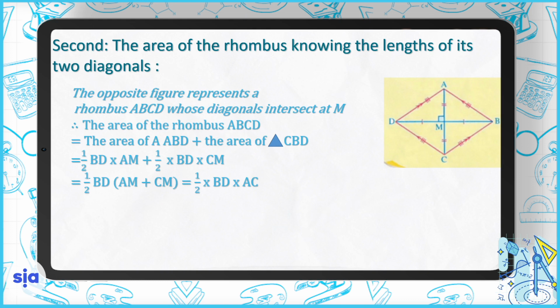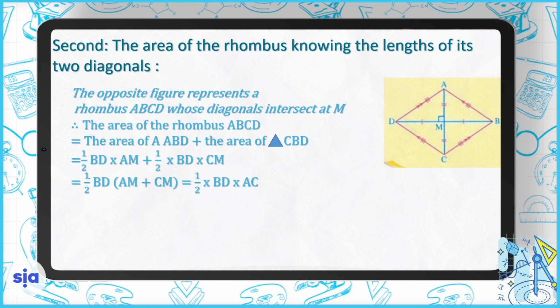Second, how can we find the area of the rhombus knowing the length of its two diagonals? The opposite figure represents a rhombus ABCD whose diagonals intersect at point M. Therefore, the area of the rhombus ABCD equals the area of triangle ABD plus the area of triangle CBD, which is half times BD times AM plus half times BD times CM. If we take BD as a common factor, the area of the rhombus is half BD multiplied by AC.